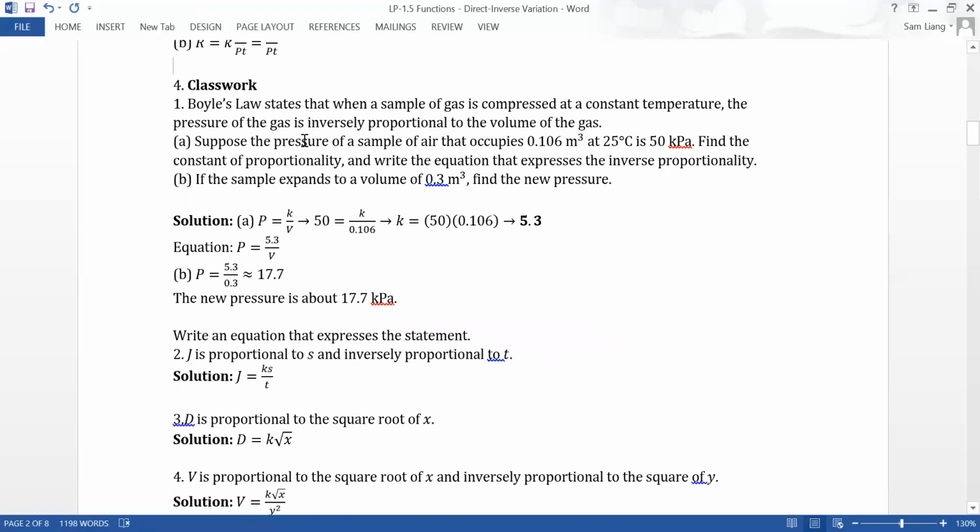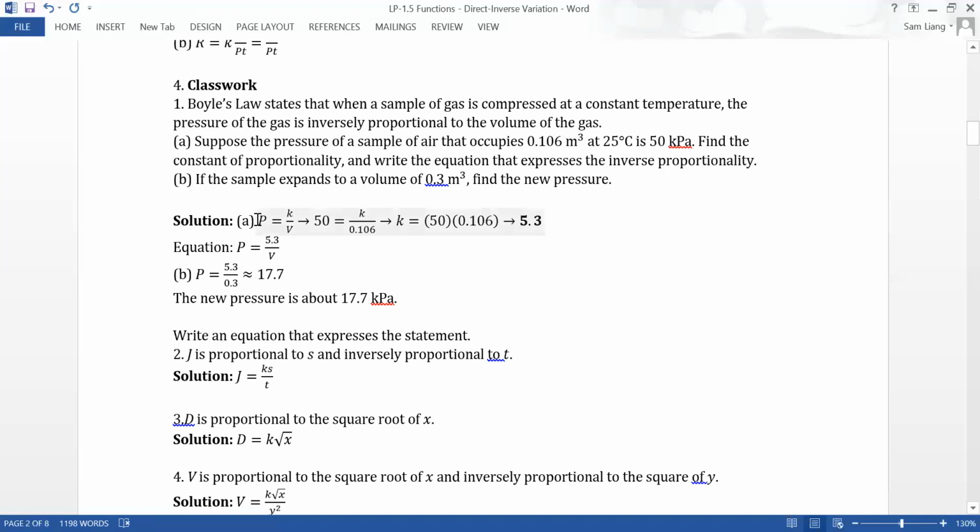So suppose the pressure of a sample of air that occupies 0.106 meters cubed at 25 degrees Celsius is 50 kilopascals. Okay, so kPa, that's a measure of pressure. Find the constant of proportionality and write the equation that expresses the inverse proportionality. Okay, so find the constant and then write the equation. All right, simple enough. I'll get to part B later.